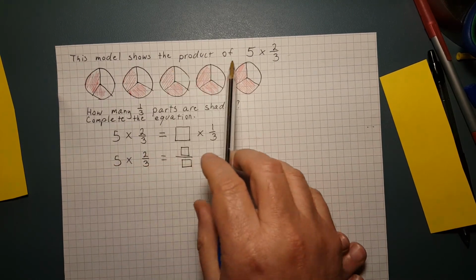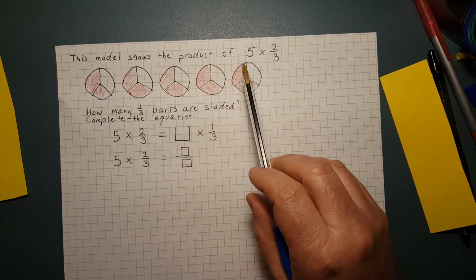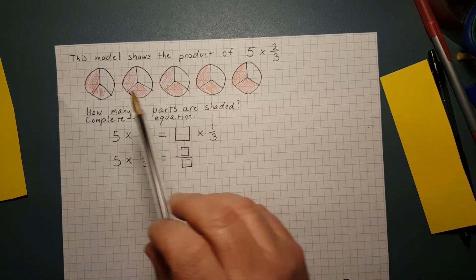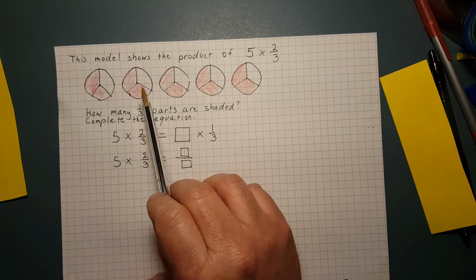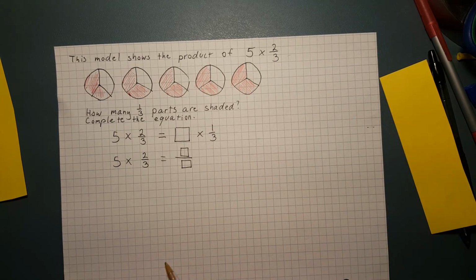This model shows the product of 5 times 2/3. 5 of the 2/3. So here's a 2/3, here's a 2/3. I need 5 of them. 1, 2, 3, 4, 5 of the 2/3.